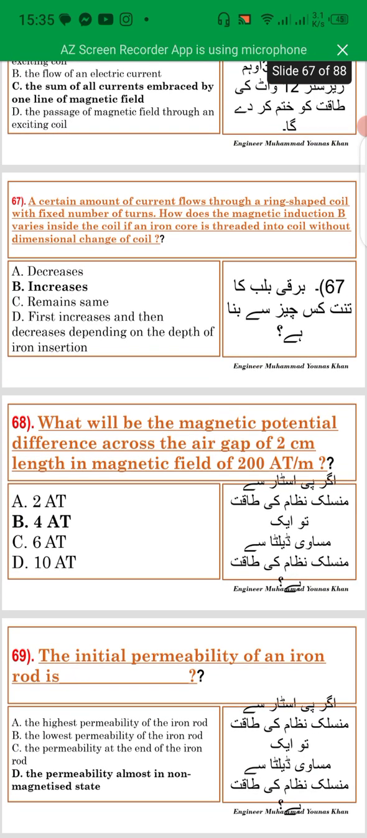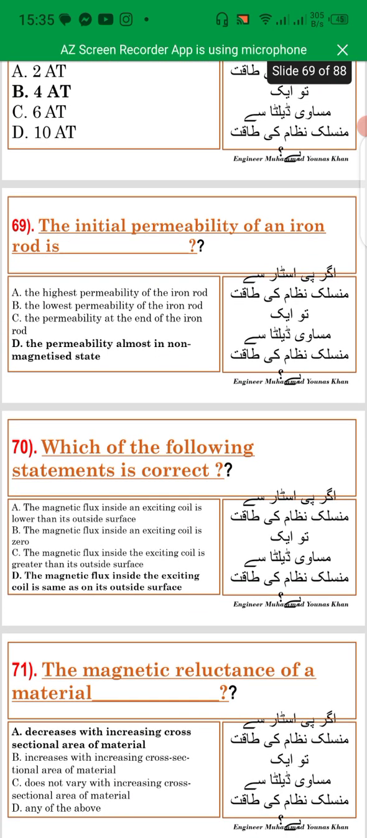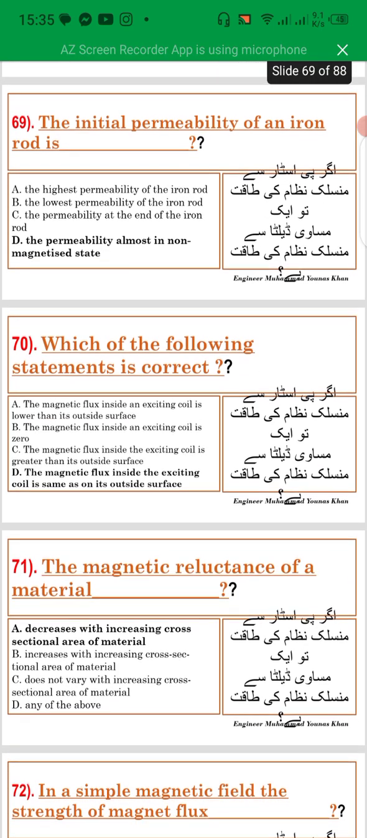A certain amount of current flows through a ring-shaped coil with fixed number of turns. How does the magnetic induction B vary inside the coil if an iron core is threaded into the coil without dimensional change of coil? Increases. What will be the magnetic potential difference across the air gap of 2 cm length in magnetic field of 280 by m 480? The initial permeability of an iron rod is the permeability almost in non-magnetized state.